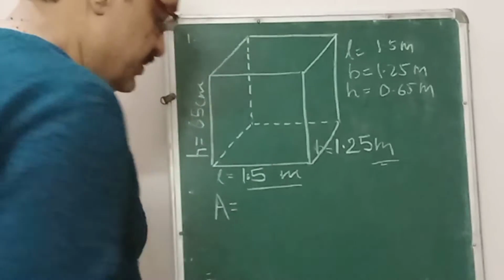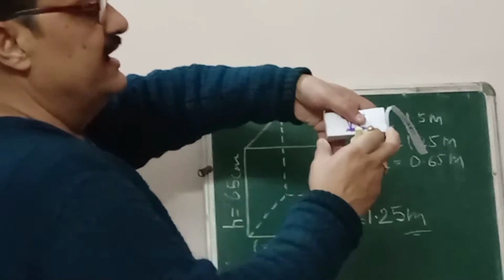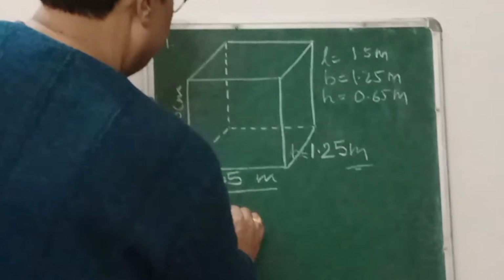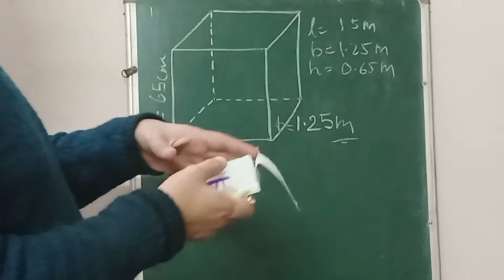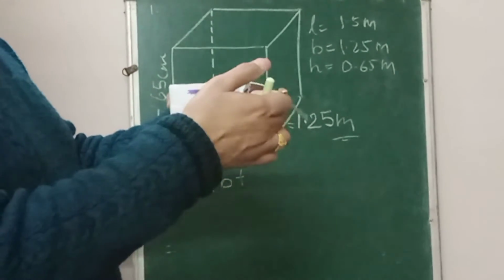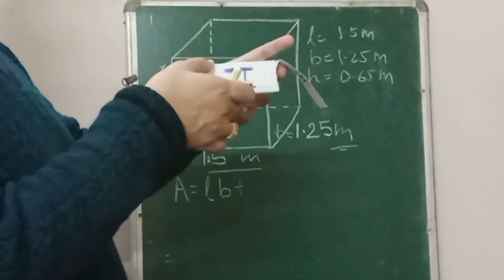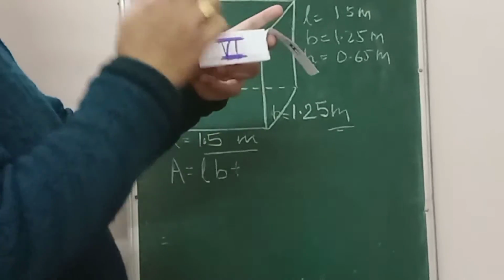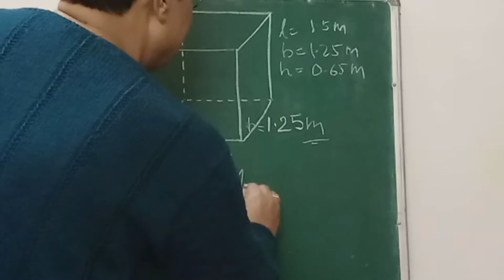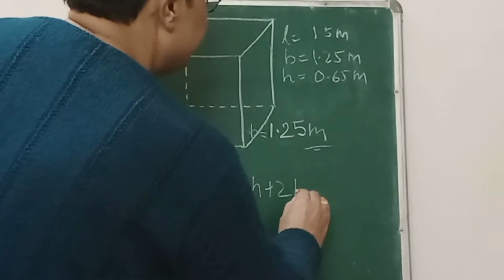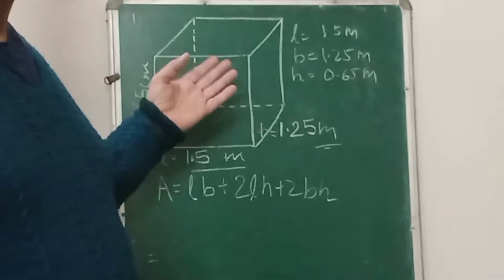Based on our understanding, the area of this box will be equal to this base, which has length and breadth. So the base area is LB, plus the lateral surface area. Lateral surface area is LH, LH, so 2LH, and BH, BH, so 2BH. So 2LH plus 2BH. This will be the required area of the box.